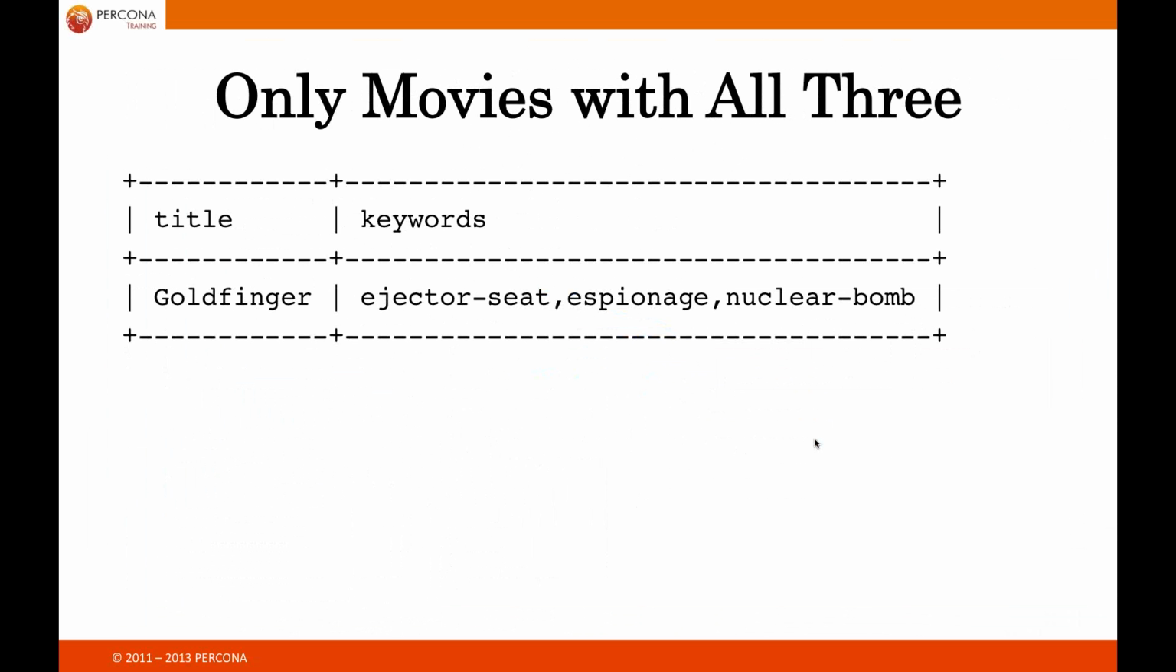We would like to see the result of this query actually return to us the movie that has all three. So that turns out to be a single value. A single movie, Goldfinger, has all three of those keywords. The old 1960s James Bond film that has all three of those in it.